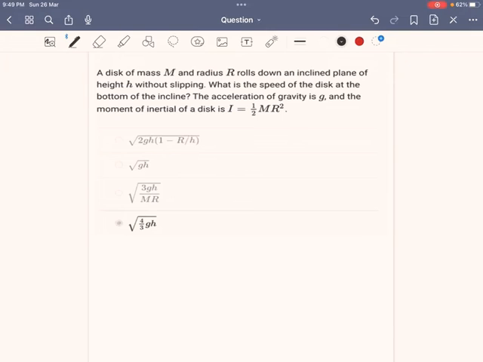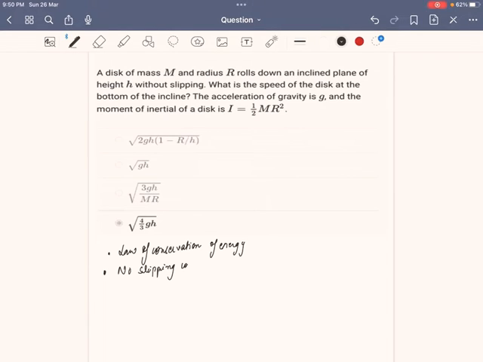So, today we will be discussing a question that has been taken from rotational kinematics. Now, before getting started with this question, I would like you to know two concepts which are pretty important for understanding this question. First is the law of conservation of energy, and second is the no slipping condition.